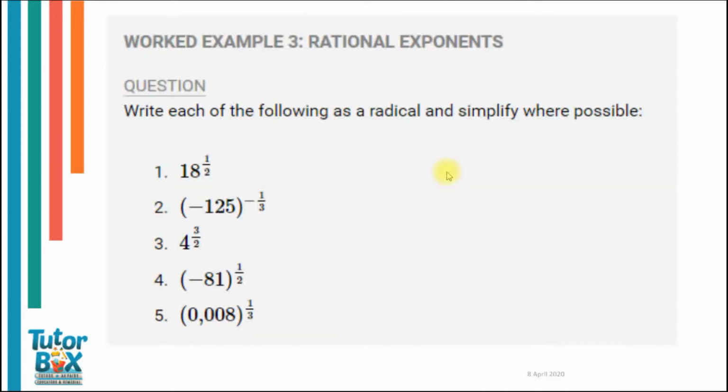The first one is 18 raised to the power of a half. The second one we have minus 125, all raised to the power of minus a third. The third one, we have 4 raised to the power of 3 over 2. The fourth one, we have minus 81 raised to the power of half. And the fifth one is 0.08 raised to the power of a third. So you want to write it as a radical.